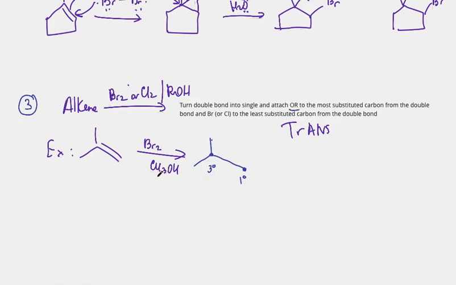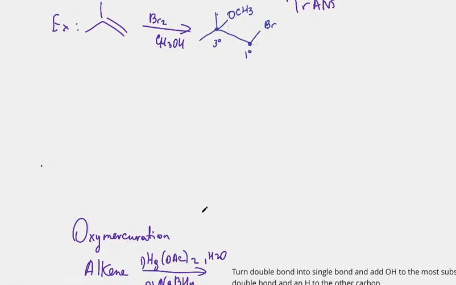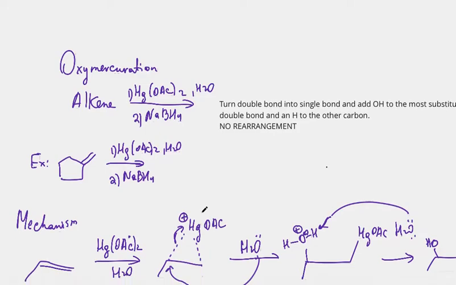What is OR here? I add oxygen. And what is my R group here? It's CH3. So it's OCH3. Now for this carbon, I'm going to attach a bromine, and again my stereochemistry will be trans. One will be wedged, one will be dashed. Let's go ahead and do the next one.